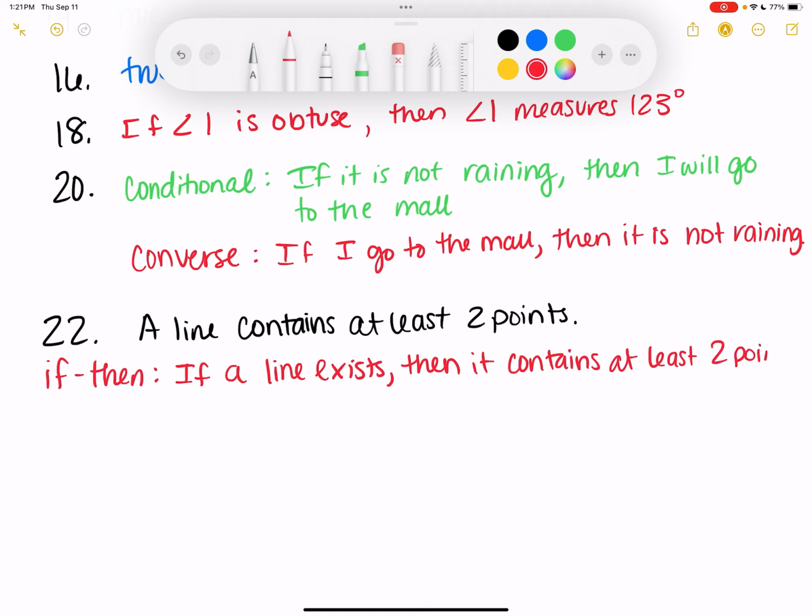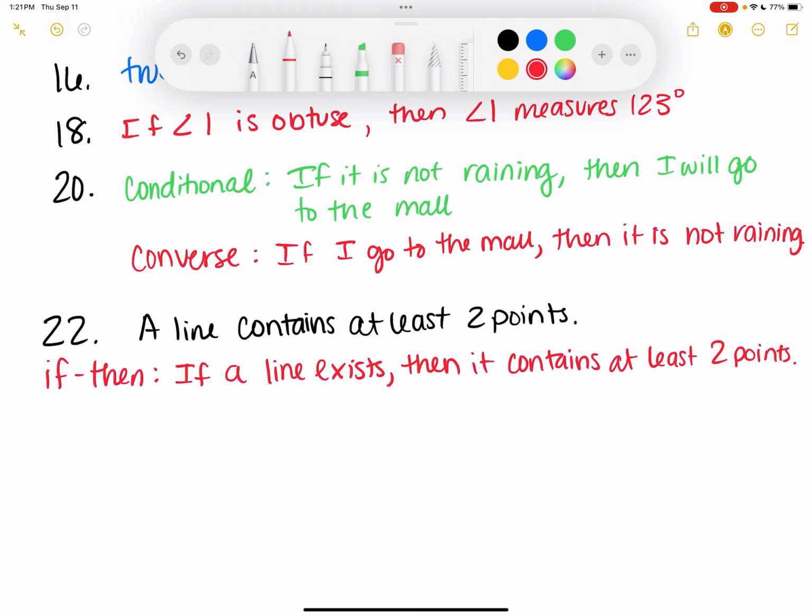Okay, and normally instead of saying if there is a line, we would want to say if a line exists. Typically, we want to talk about existence, which we'll get into later. There are existence theorems and postulates and stuff like that. So we want to typically say it that way, but obviously y'all didn't know that prior to right now.